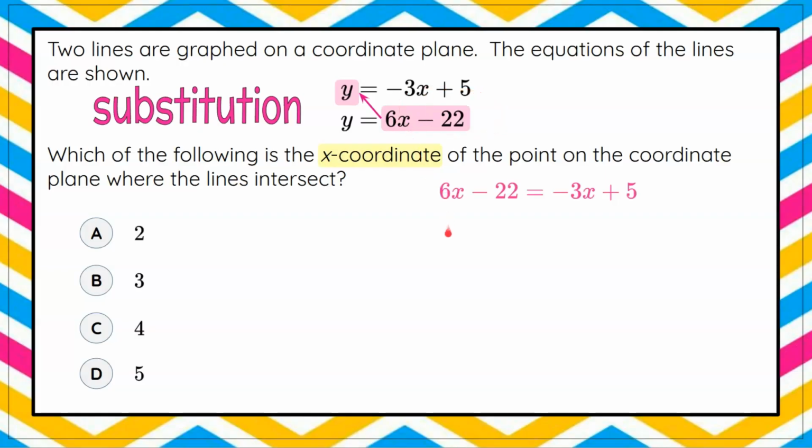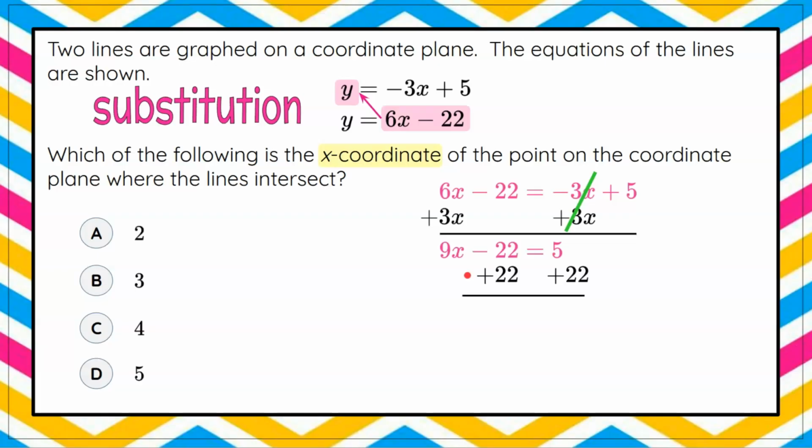To solve for x, I want to collect variable terms first. So I'm going to add 3x to both sides, giving me a zero pair, and now my x term is on the left. 6x plus 3x is 9x, subtract the 22, equal to the 5. To isolate the variable term, I'm going to do the inverse of subtract 22, which is to add 22 to each side. This is a zero pair. 9x is equal to 5 plus 22, which is 27.